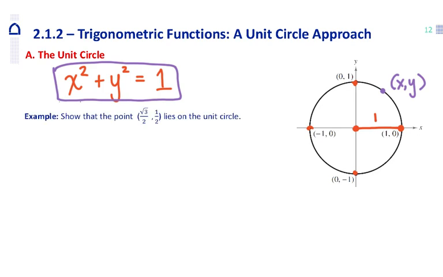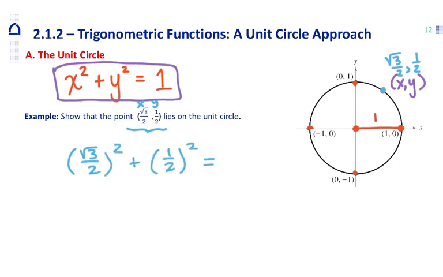So here's an example where we need to show that this random point lies on the unit circle. So they picked a point with a weird looking number, square root of 3 over 2 and 1/2, and we have to show that it lies on the unit circle. So what we really have to show is we'll plug this one in for x and this one in for y and see that that relationship holds. Square root of 3 over 2 squared plus 1/2 squared should equal the value 1. So that's what we're testing for.